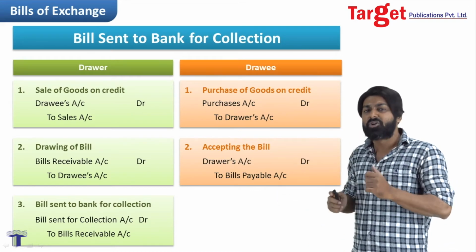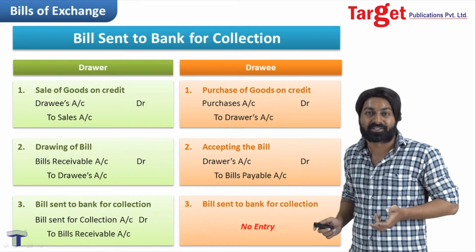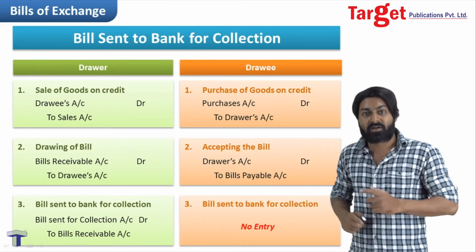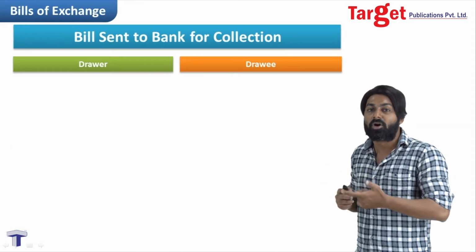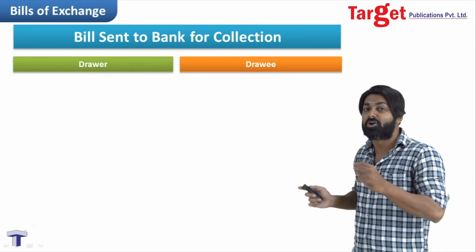Here in the books of drawee, do you think will there be any entry? No. Why? Because drawee is not at all involved in the transaction, so there will be no entry in the books of drawee. After this, after 3 months, who will go to drawee? Bank will go. Which bank? Bank for collection. So bank for collection will go to drawee.